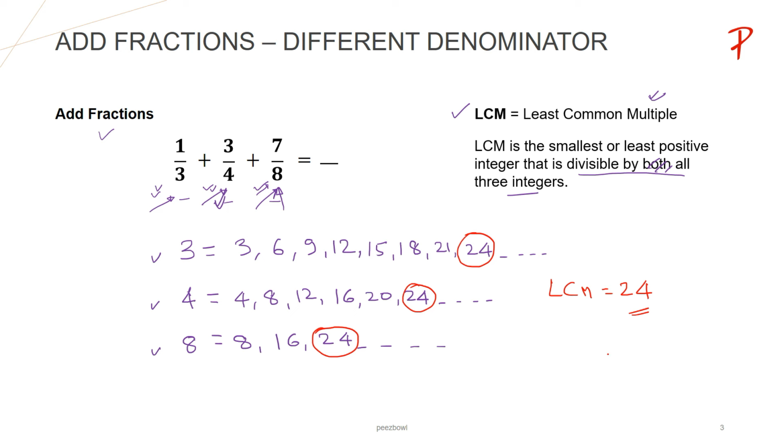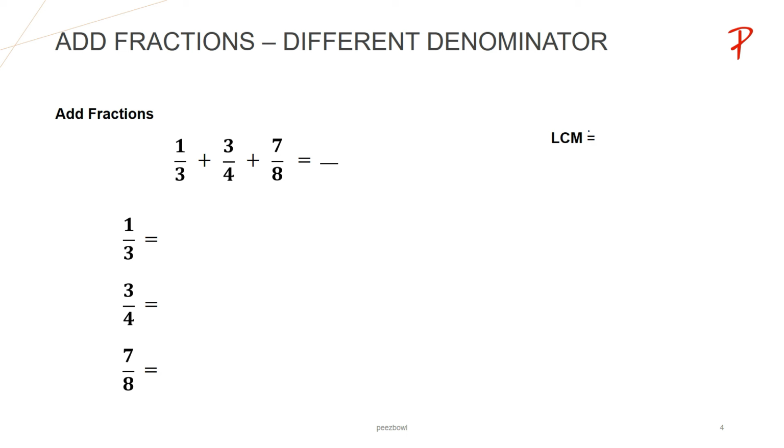Now we have a common denominator. Based on the common denominator, we need to change our numerators. Let us see how to do that. As we have seen, the LCM for 3, 4, and 8 is 24, and I have to make all the denominators 24.